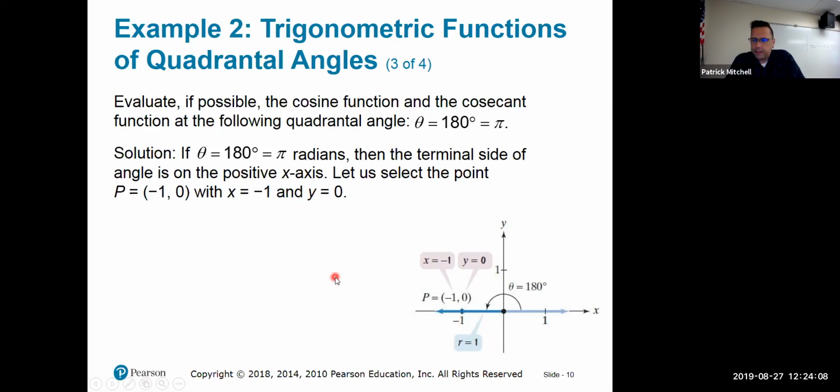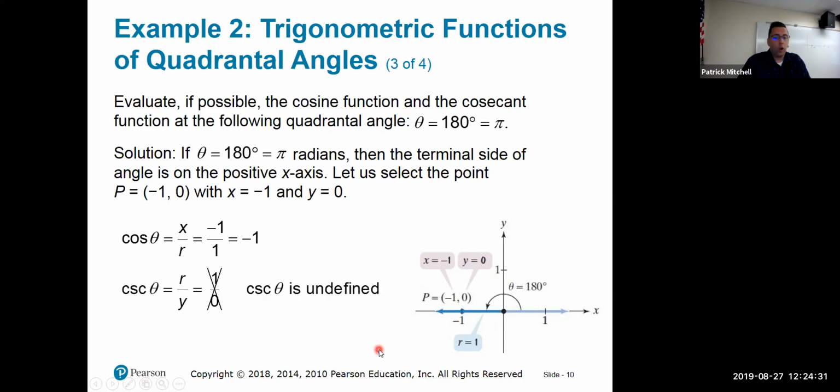And again, the cosine and the cosecant. I kind of wish they had picked some different functions once in a while, but that's okay. The cosine is x over r, which is -1 over 1. So the cosine of, I'll talk in radians this time, the cosine of pi is -1, and the cosecant of pi would be undefined, just like the cosecant of 0 was undefined, because y is 0.